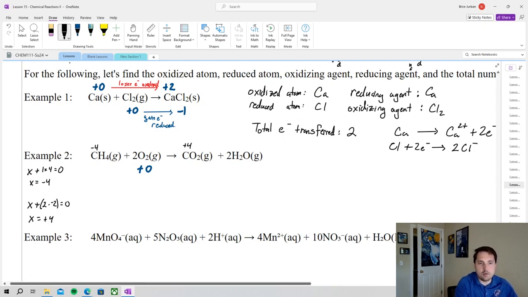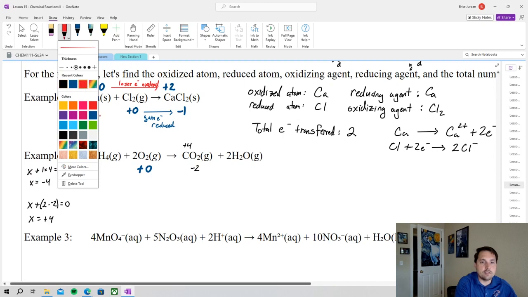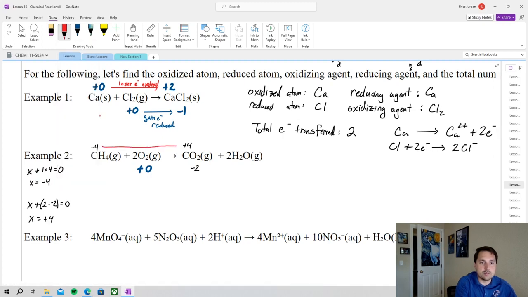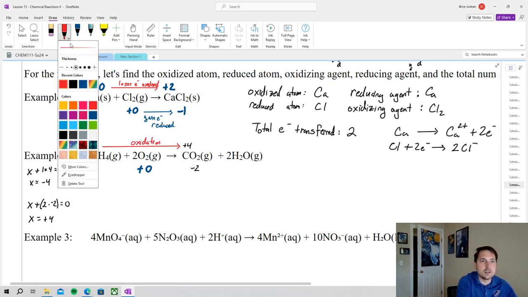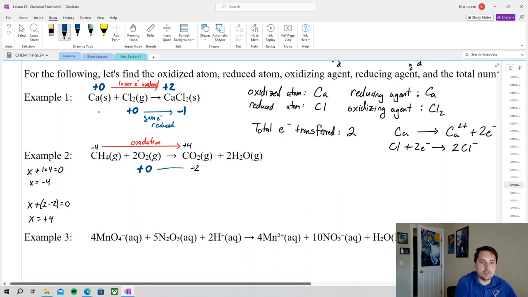Okay, now how do the oxygens change? Each of the oxygens is going to be -2. So here we have this atom going from -4 to +4. This is an oxidation. And then we have the oxygen here going from 0 to -2. This is a reduction because we're gaining electrons.